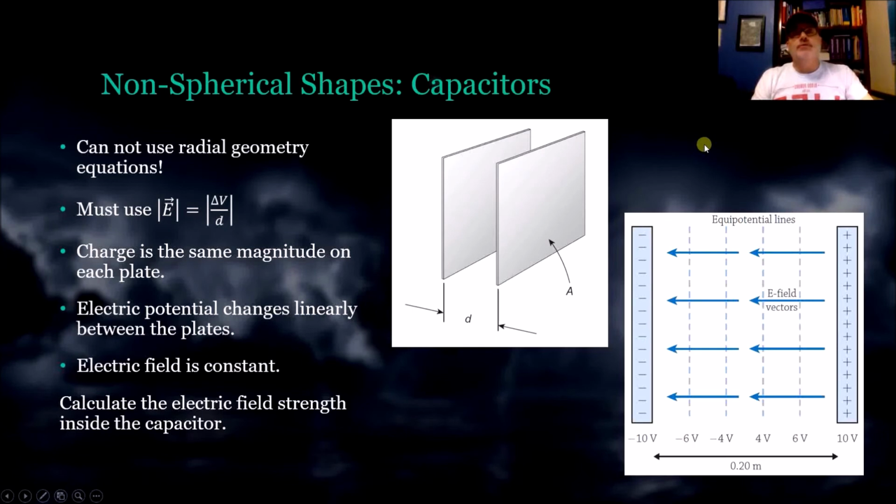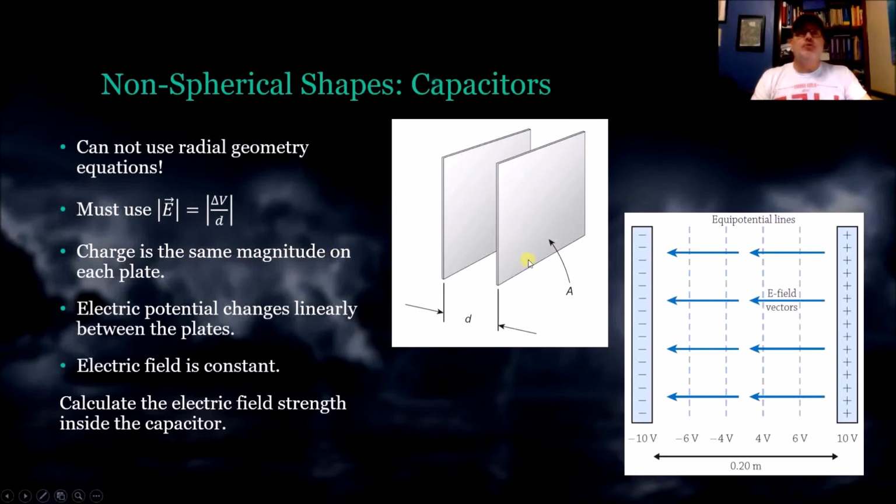Okay, now let's look at some non-spherical shapes, in particular a capacitor. You cannot use radial geometry equations for a capacitor because it's not spherical, all right? That's key. So we must use this equation right here. Now, let's remember what a capacitor is from class. So remember a capacitor, a parallel plate capacitor anyway. It has 2 plates that are parallel to each other. They're separated by a distance and an insulator on the inside. And they're used to store charge and energy.